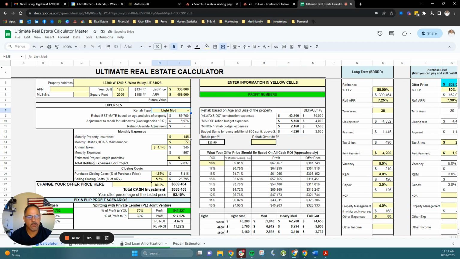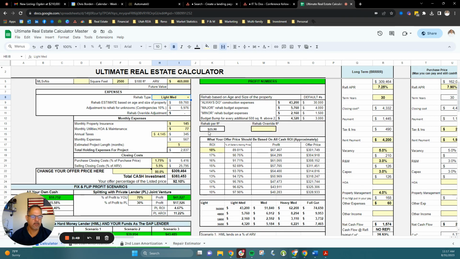Moving on, next thing we have is your monthly property insurance. So you're going to have to get this quote yourself. You have your HOA expenses, any utility expenses you're going to incur while you're renovating the property, your annualized taxes, as well as the estimated time for you to complete the project.